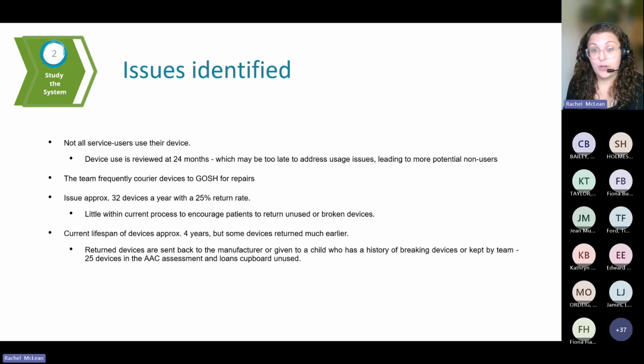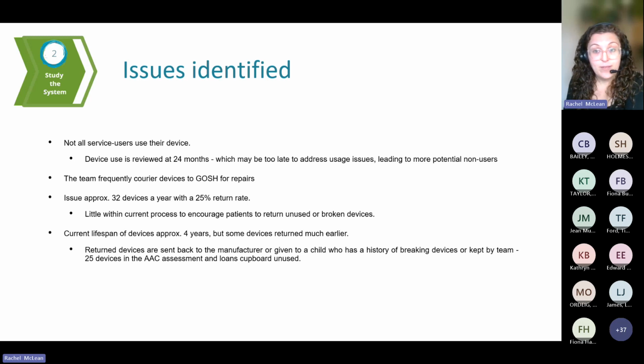So under the current process that the team reviewed, they recognised that they were not reviewing devices until the service user had had that device for 24 months, which could be too late to address some potentially smaller usage issues that could have helped that service user to access and actually have more use of the device much earlier. Or it could have been identified sooner that the device wasn't actually appropriate or going to be used by the service user, and it could have been returned to be used by someone else.